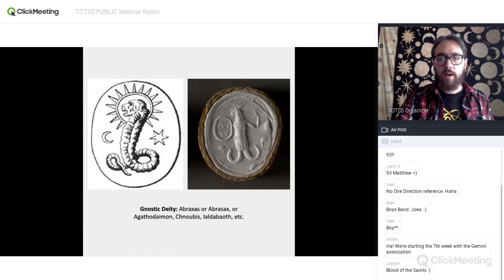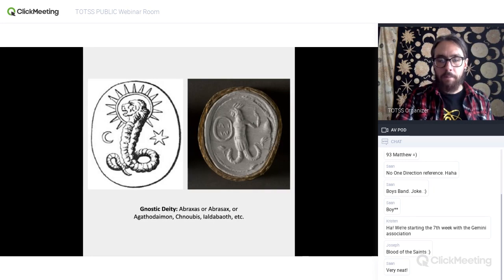I don't want to get too far off track here. But in the Gnostic tradition, there's some kind of ambivalence about the meaning of this deity. Sometimes the deity is more negative, associated with the demiurge, the creator, the false creator of the world, and all that. But Agathodaimon literally means good spirit. So sometimes it's taken in a more positive way.